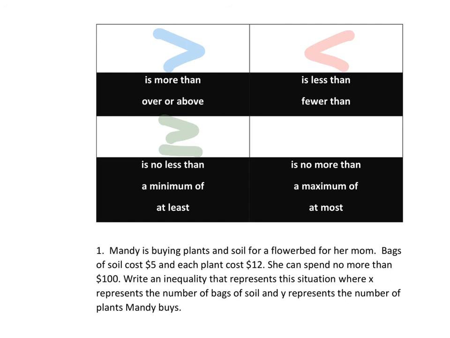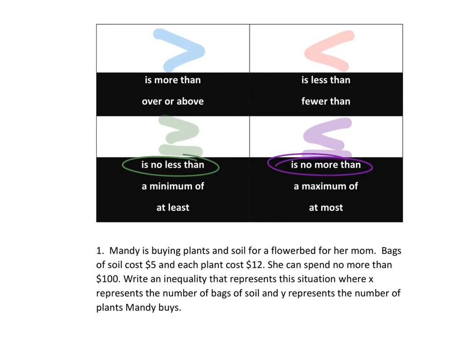The is no more than is less than or equal to. It can't be bigger than whatever number. It has to be smaller or equal to that number. These are the two that you'll see the most often, the is no more than or is no less than, in these word problems. That's pretty much the typical way to talk about it. I'll walk you through these three problems here.